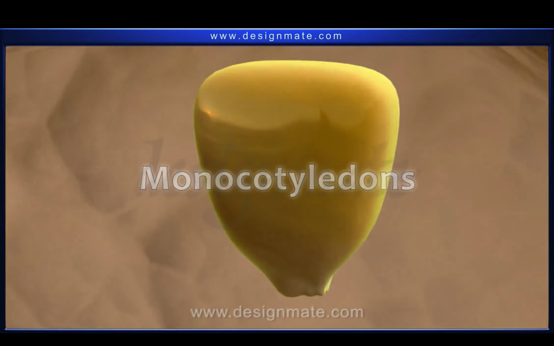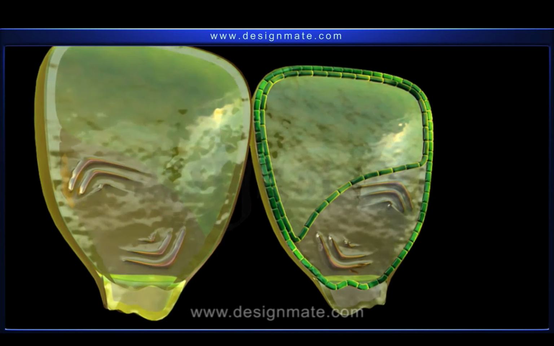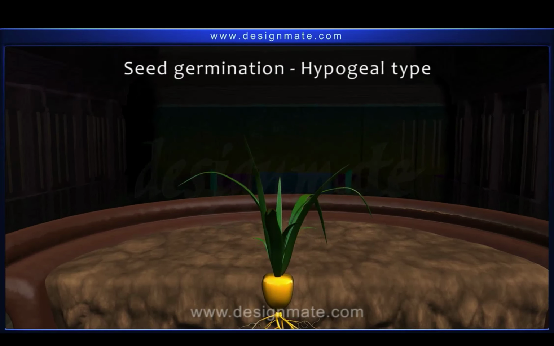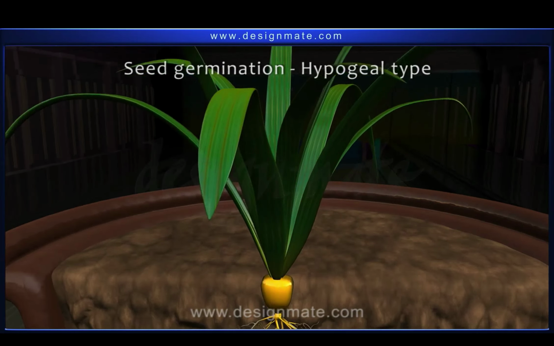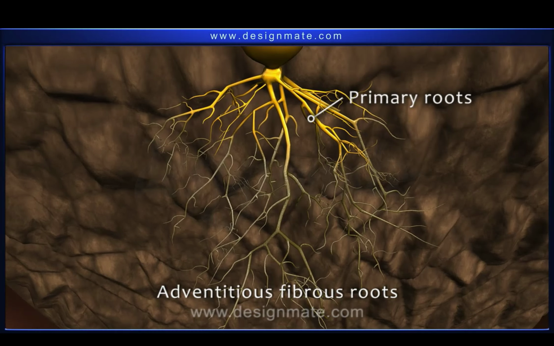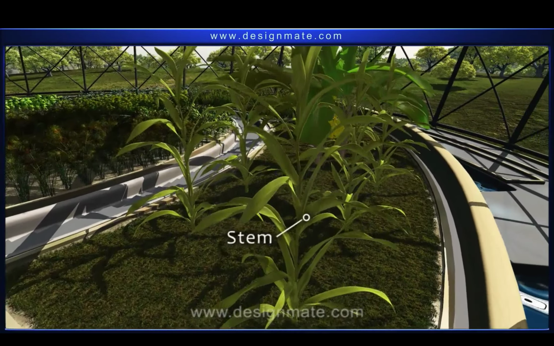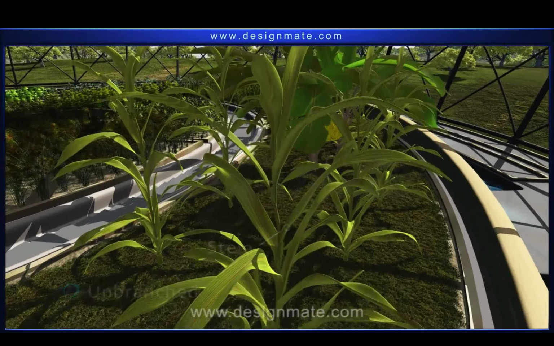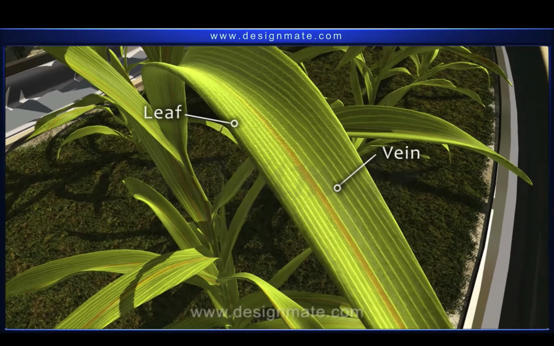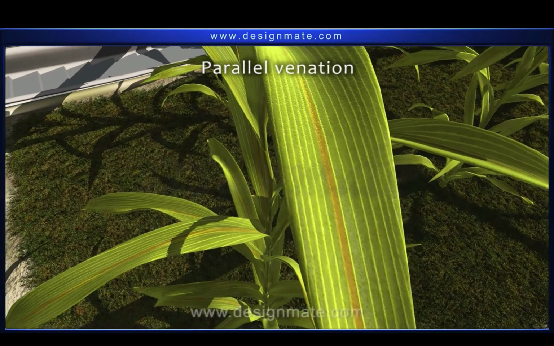Monocotyledons. The seeds of these plants have a single cotyledon. The seeds are mostly endospermic. Seed germination is of hypogeal type. The primary roots of these plants are mostly adventitious fibrous roots. Normally, the stem is unbranched. The nodes and internodes are distinctly seen. The veins in the leaves are arranged parallel to each other to form a parallel venation.